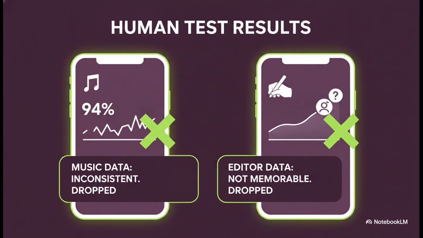Music had 94% coverage, right? But the formatting on Wikidata was all over the place, making it technically unusable, so they dropped it completely. Editor and writer data had decent coverage, but honestly, are those memorable to a casual player? Not really. So those were scrapped from the app logic to keep the game fair.